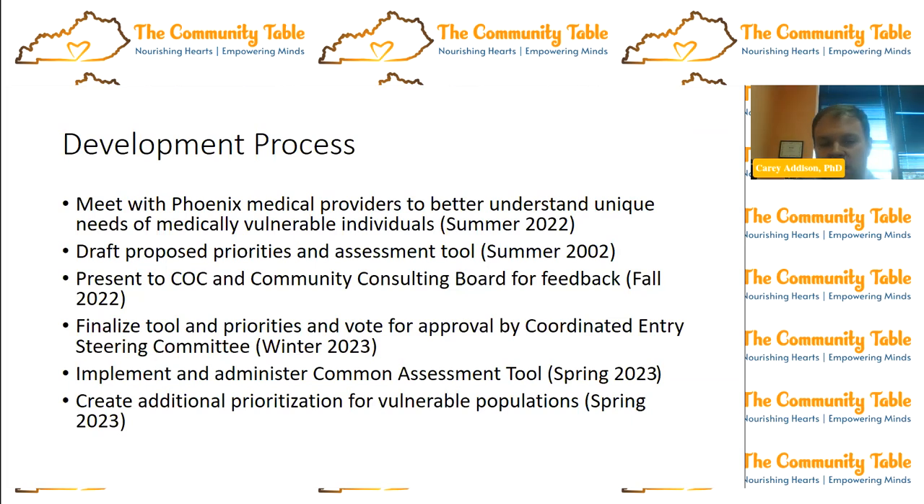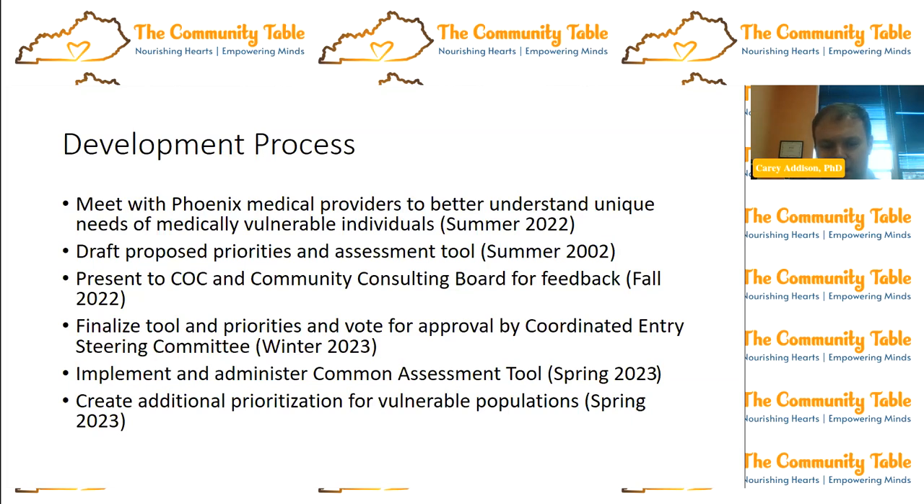In the fall, I presented to the COC. We also presented to the Community Consulting Board, which is consumers, both homeless and formerly homeless individuals. We used their feedback to finalize the tool, and it was voted to be approved by the Coordinated Entry Steering Committee this winter. So our next tasks are to implement and administer the Common Assessment tool. My goal was January 2023.